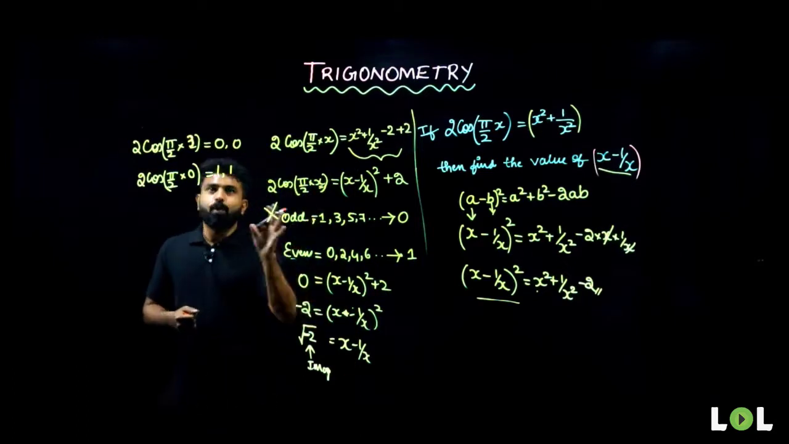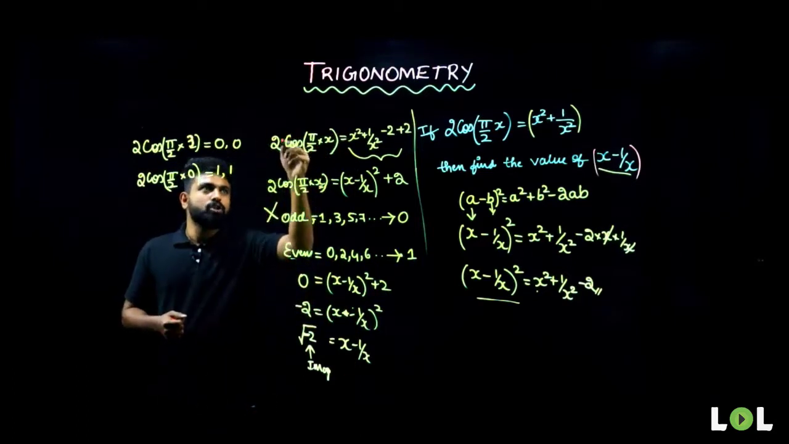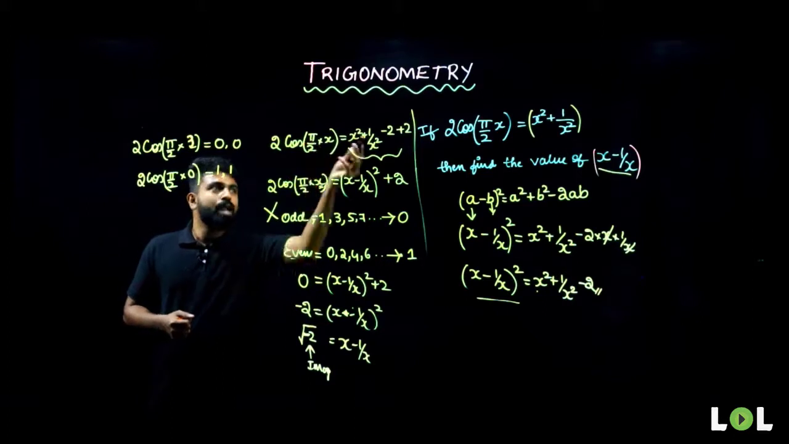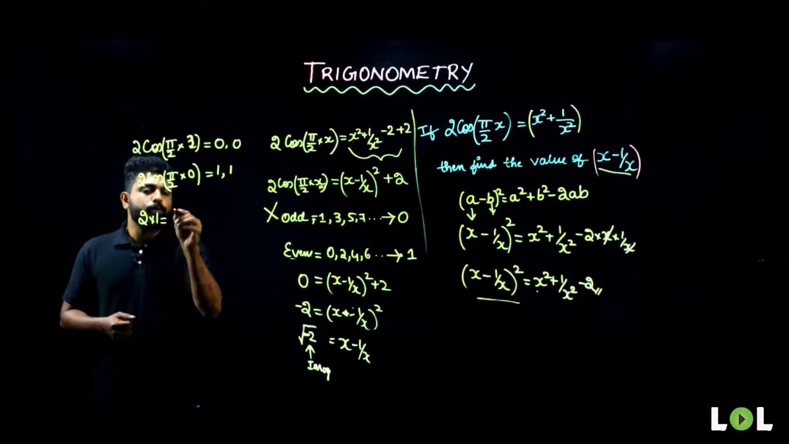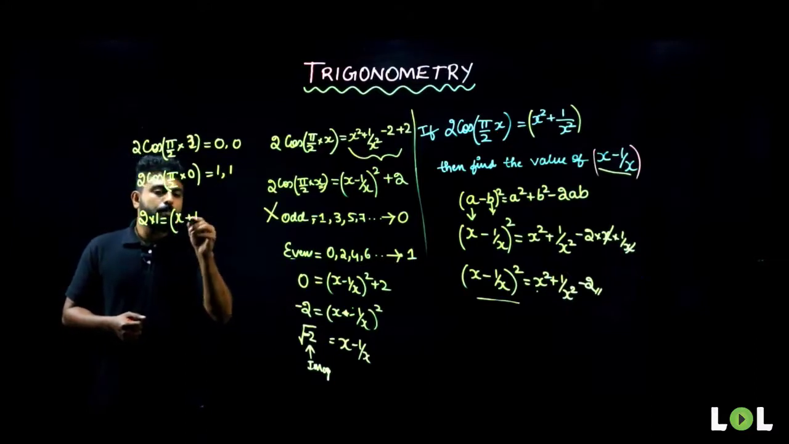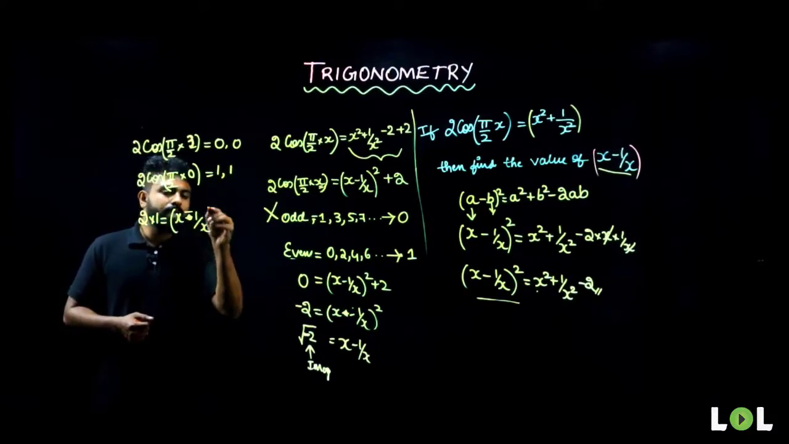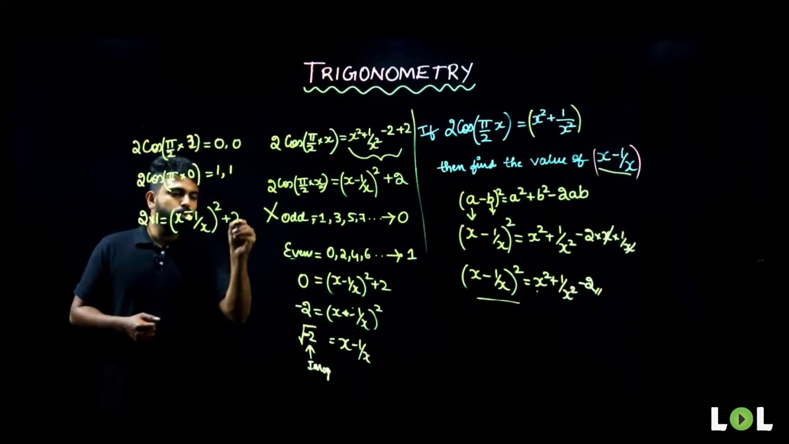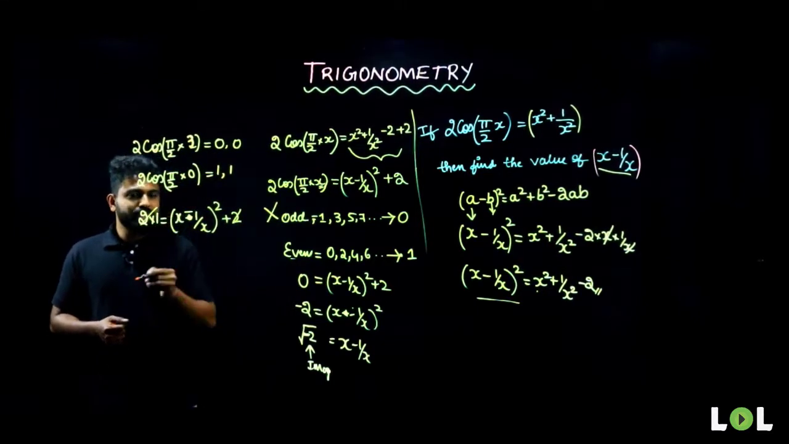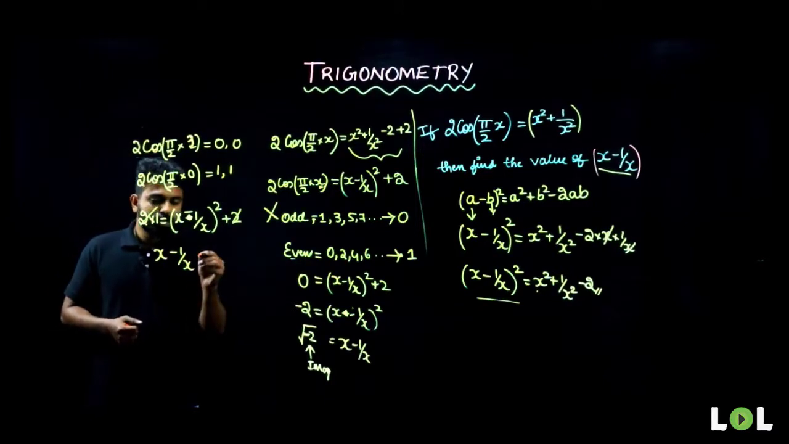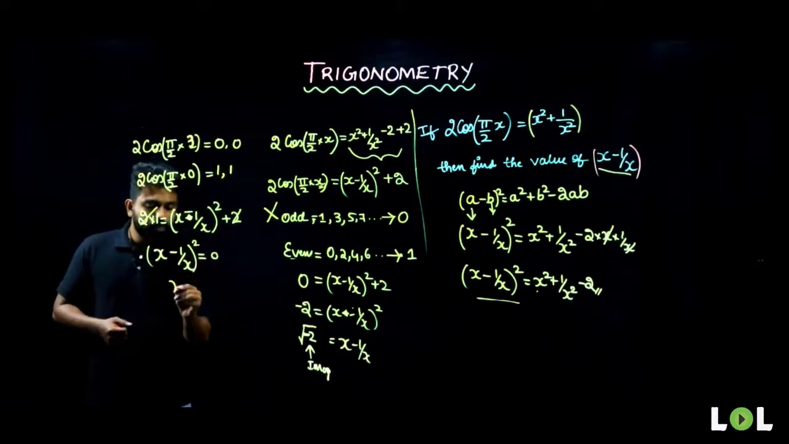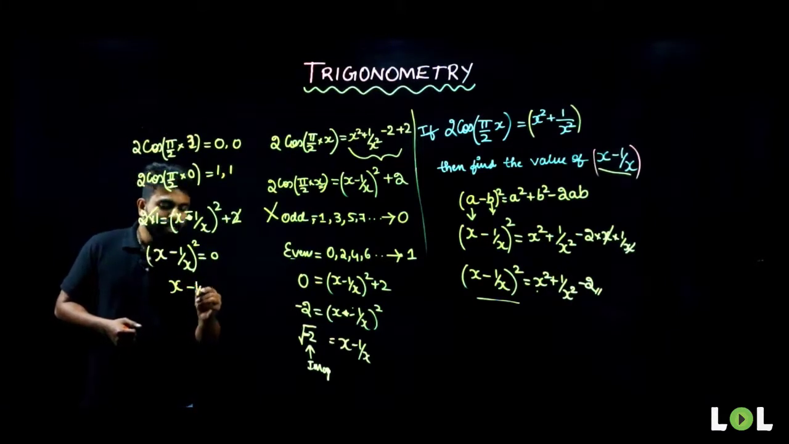So if the entire left hand side becomes 1, I mean this cos pi by 2 into x becomes 1, what will happen to the equation here? The equation will become 2 into 1, equal to x minus 1 by x the whole square plus 2. Plus 2 and plus 2 will get cancelled. So what will I be left with? X minus 1 by x, the whole square, will be equal to 0. So what will be the value of x minus 1 by x? X minus 1 by x will be equal to 0.